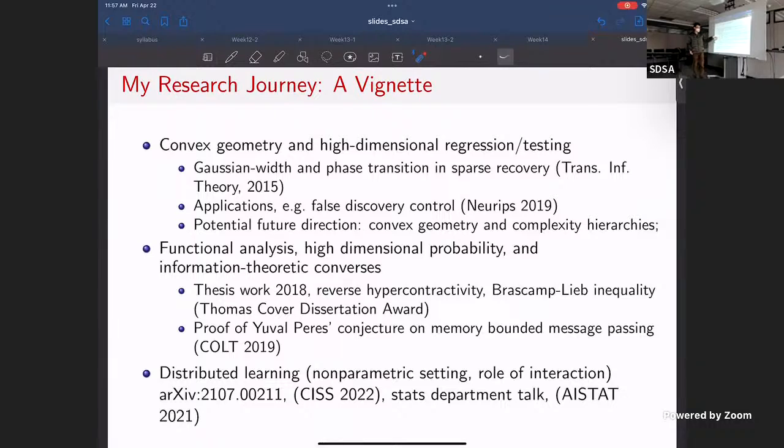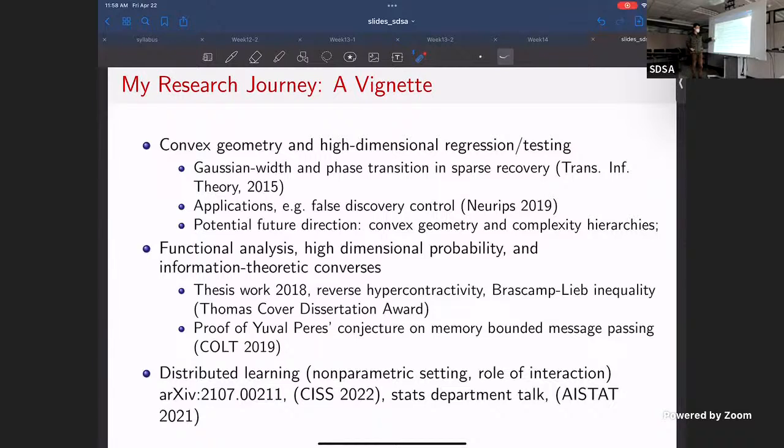For example, convex geometry has played a role in the complexity hierarchies. You know, convex optimization problems do not all have the same complexity. Linear regression is the simplest, and semi-definite programming is slightly harder. There are harder convex optimization problems. So one active area of research these days is to find the connections between computational complexity and notions of complexity in convex geometry, like Gaussian width. So I'd like to work on this more in the future.